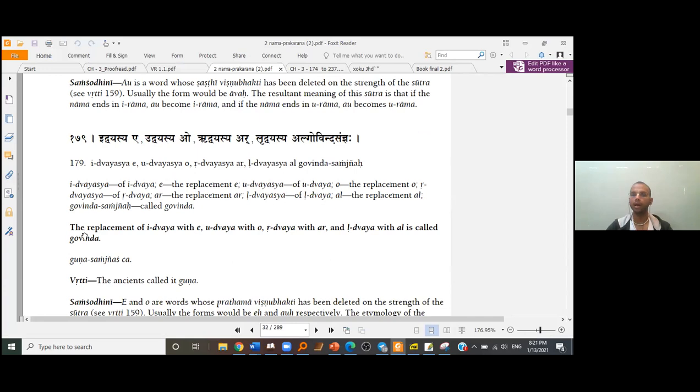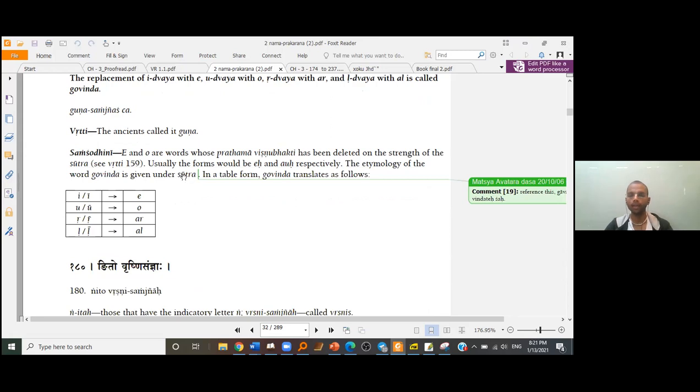So Govinda is a Karya. In other grammars, it is known as Guna. In Panini, it is known as Guna, and here we say it Govinda. So Idvayasya A, Udvayasya O, Ridvayasya Ar, Ridvayasya Al, Govinda Sangyaha. Its application, just now we'll do it.